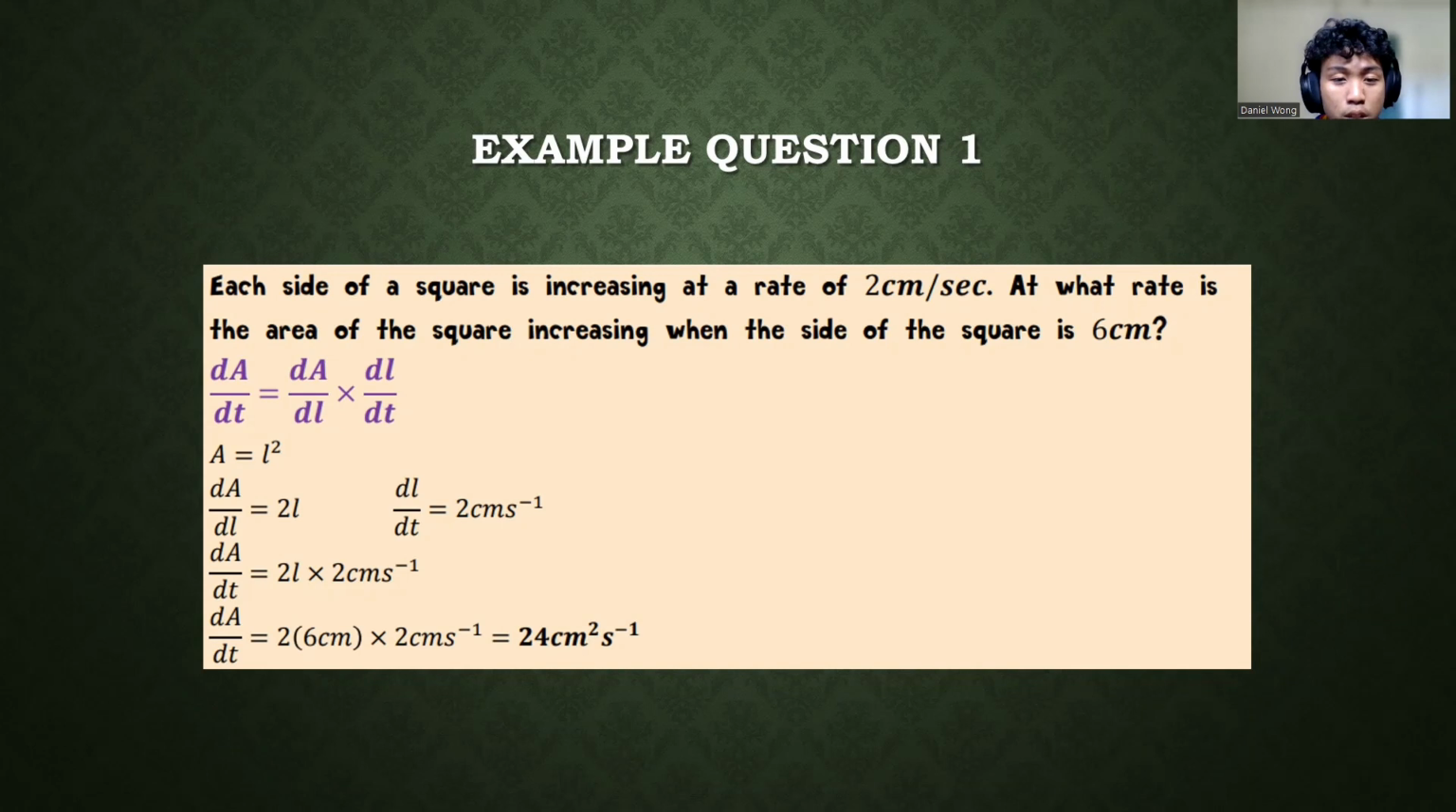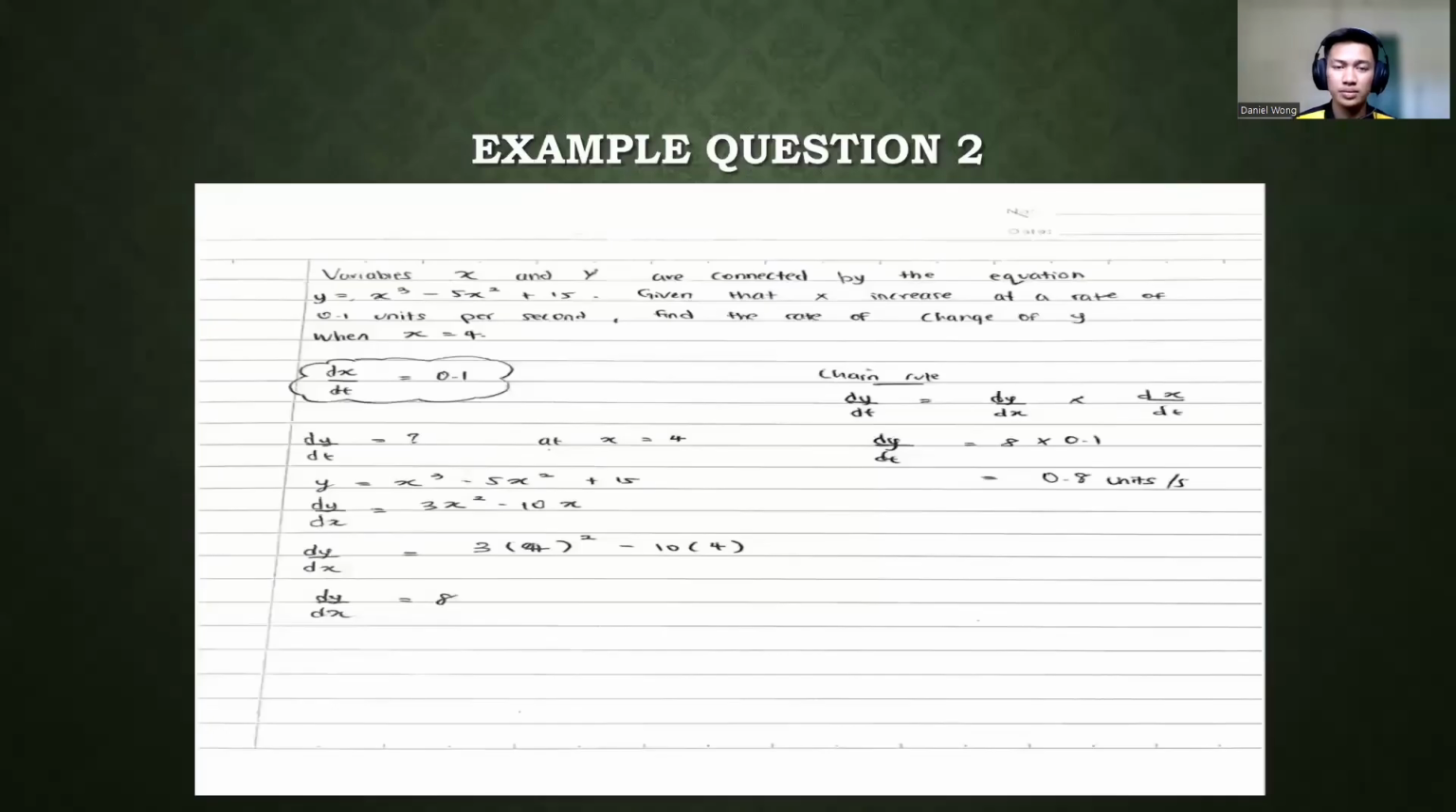This value comes from the question that has been given. After that, dA/dt equals 2L times 2 cm s^-1. So the final answer is 2 times 6 cm times 2 cm s^-1, which equals 24 cm² s^-1.